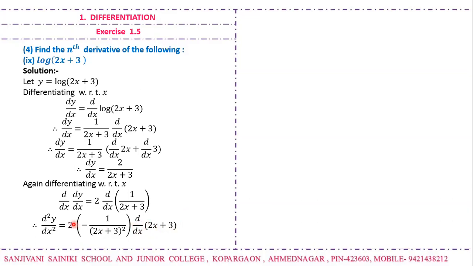This 2 and the previous 2, so 2 into 2 is 2 squared. So with this minus sign, we get minus 2 squared into 1 upon 2x plus 3 bracket squared. So I can write this as minus 1 into 2 squared into 2x plus 3 bracket raised to minus 2, using laws of indices only.